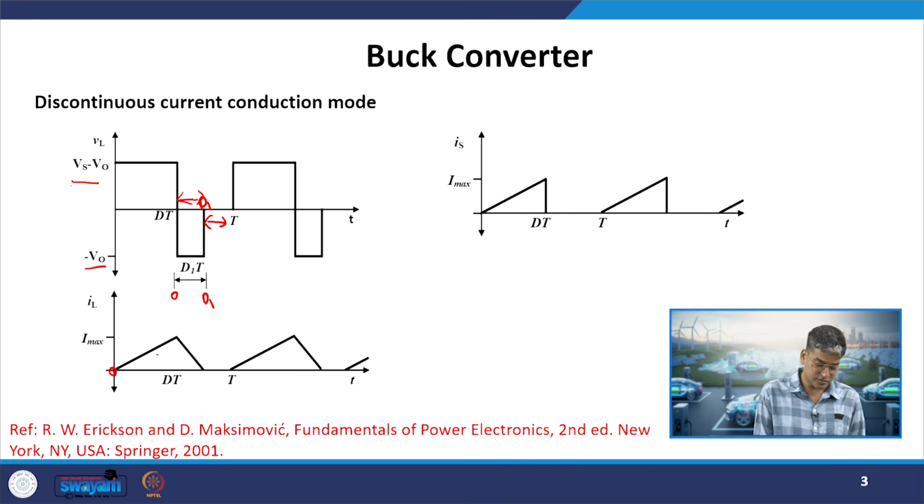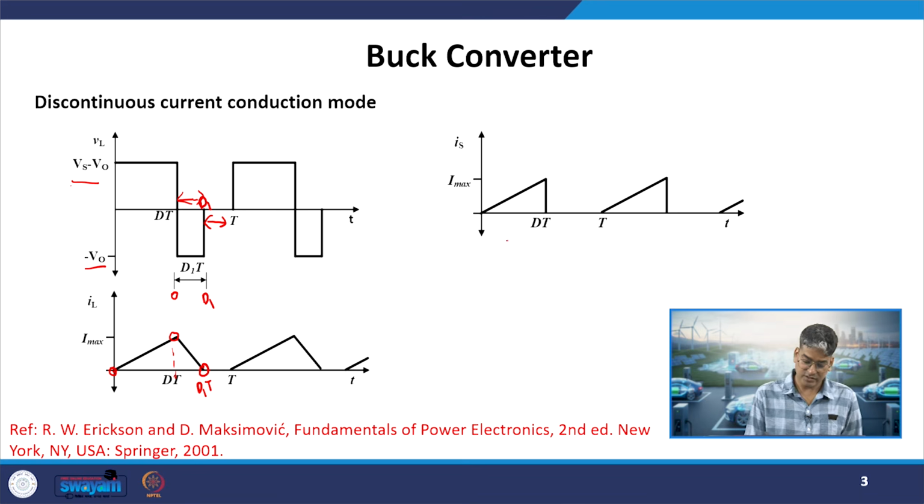So, it will start from 0, it will increase as it is experiencing a voltage Vs minus V naught. So, it will be increasing till this point, till the switch is open circuited. Then after that it gets discharged and it gets completely reset at this point, which is your D1t. This is your dt, this is my D1t where my inductor is completely getting reset.